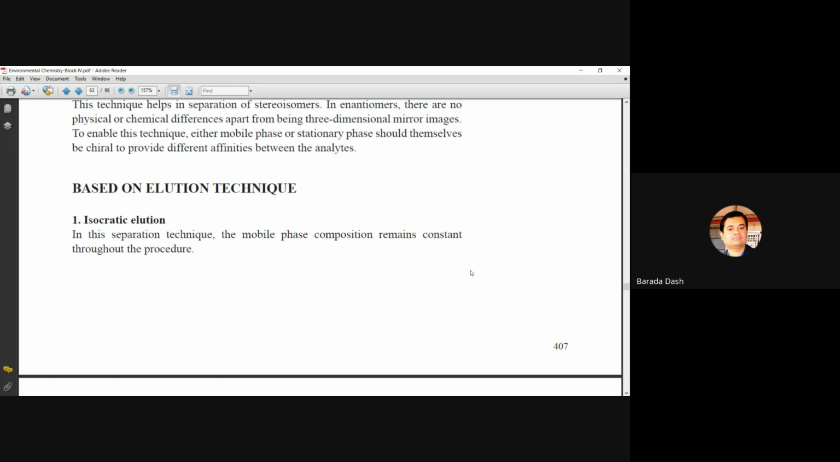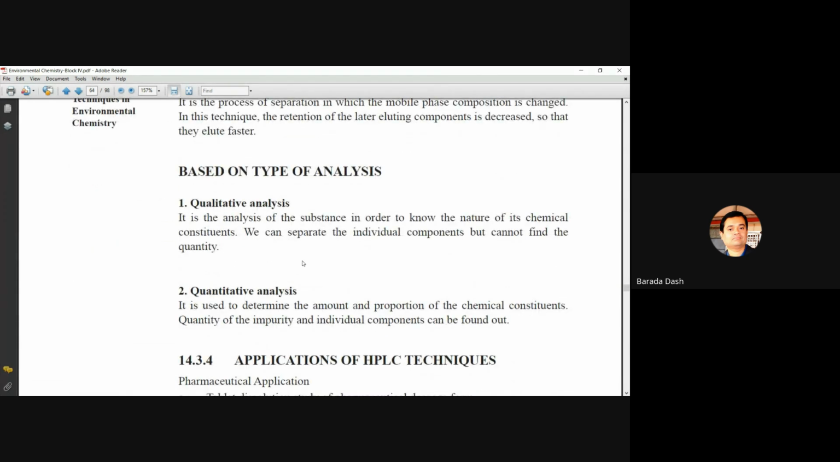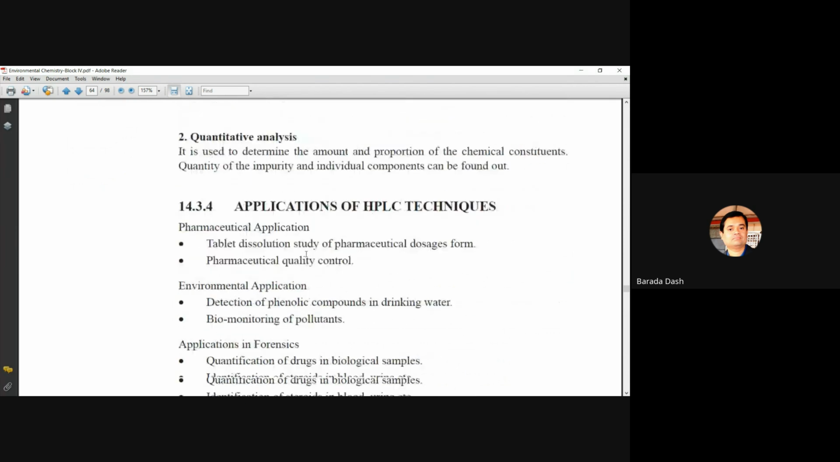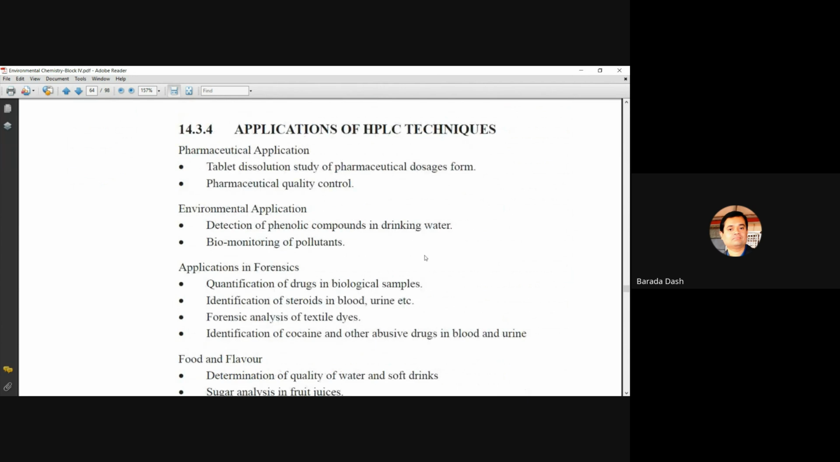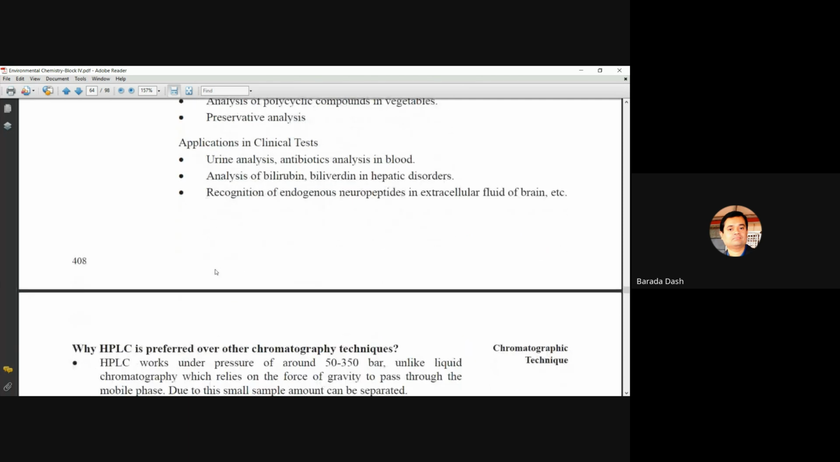Depending upon what kind of mobile phase you are taking, that also changes the type of chromatography technique. One is isocratic elution, next is gradient elution. Based on type of analysis: qualitative analysis, quantitative analysis. Applications of HPLC: pharmaceutical application, environmental application, detection of phenolic compounds in drinking water, biomonitoring of air pollutants, applications in forensics, food and flavor, application in clinical tests.